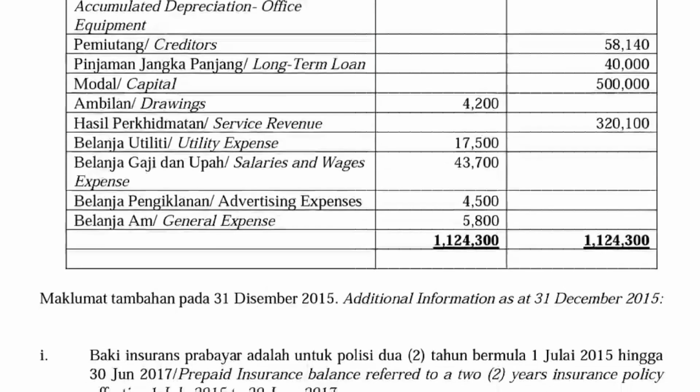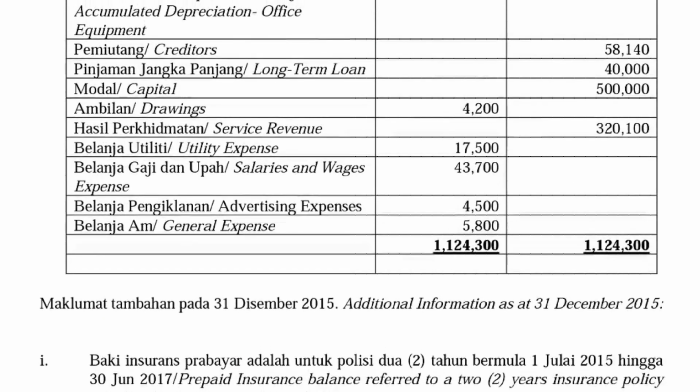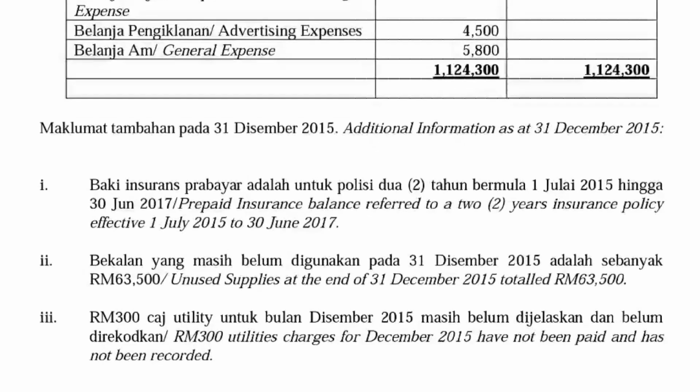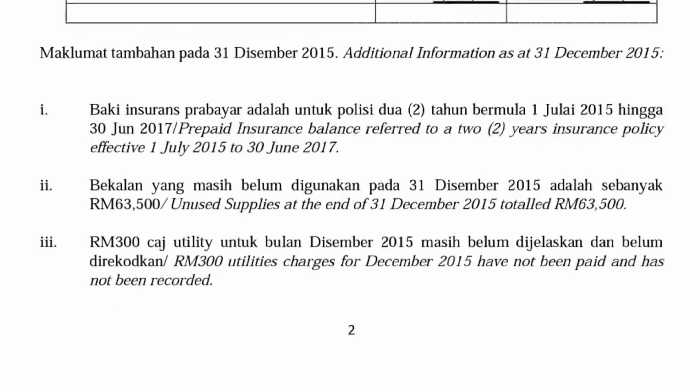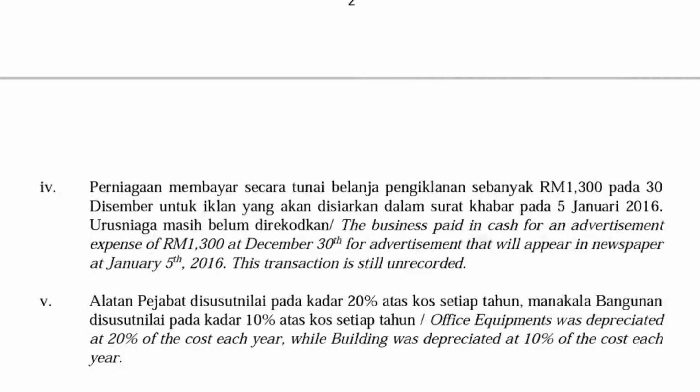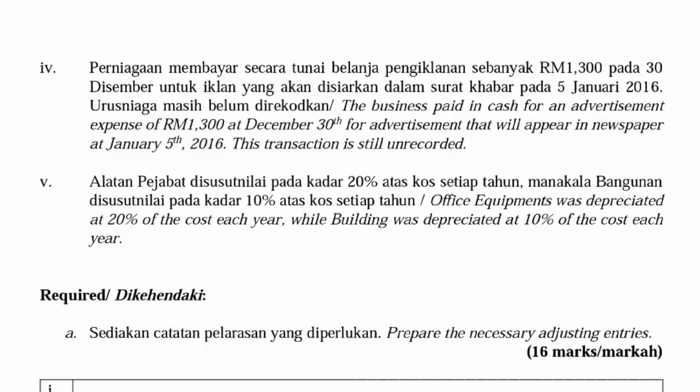So the total in the debit side is 1,124,300. The same number you can see in the total in the credit side. Okay, so see here the additional information. As at 31st of December 2015, this is a question from a mid-semester test in year 2015. So see here, there are 1, 2, 3, 4, 5 additional information.